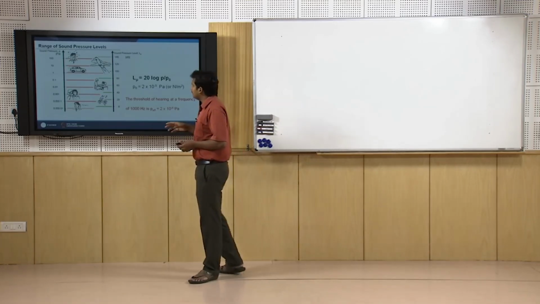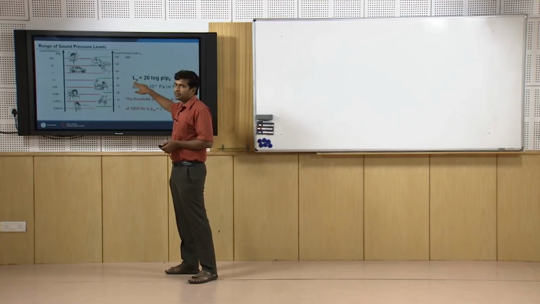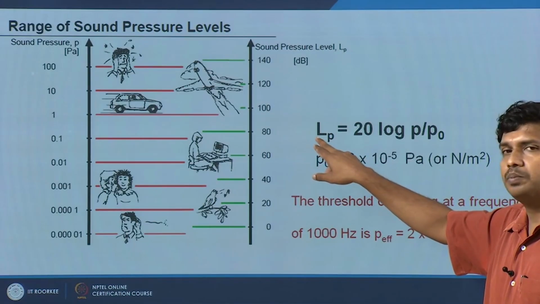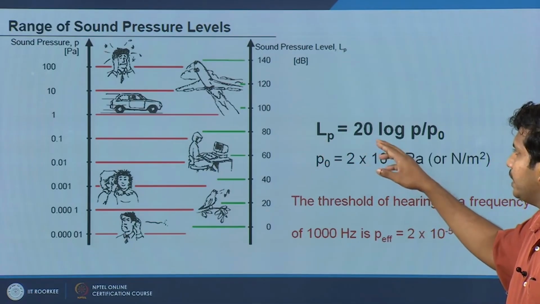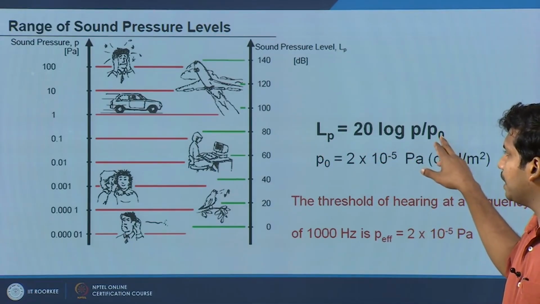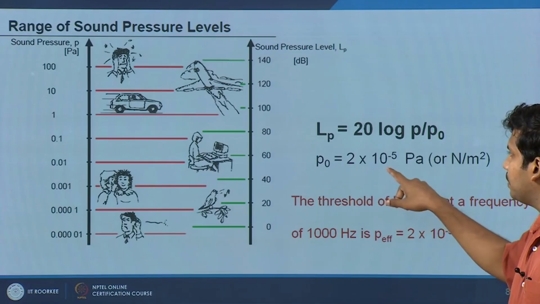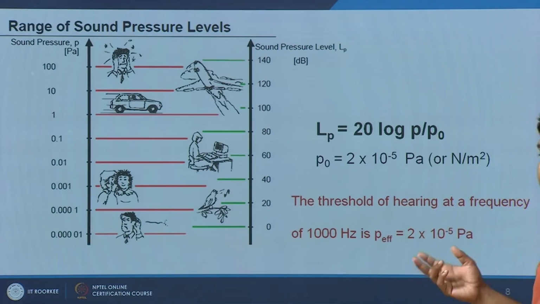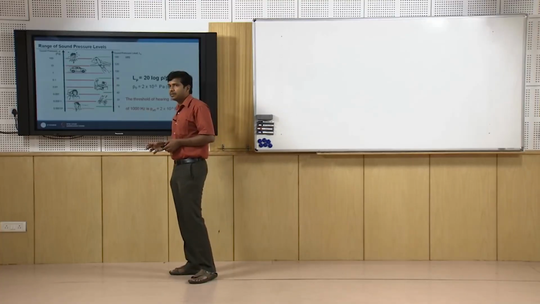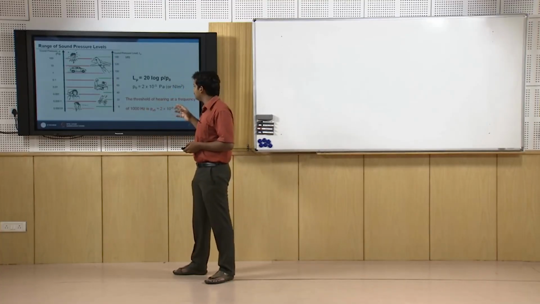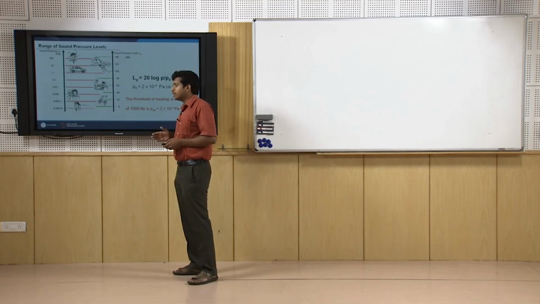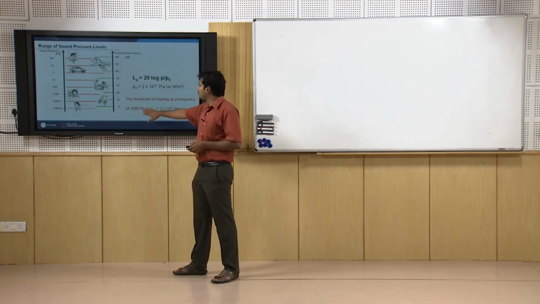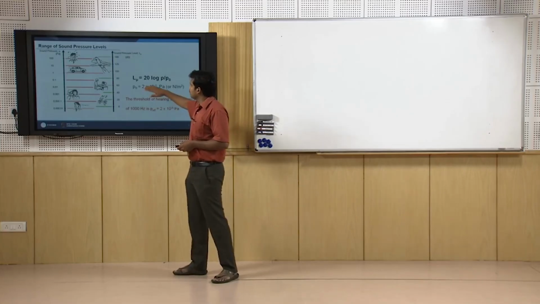So, the basic thing is we have LP. The moment you see L, this is level, P is pressure, and this is sound pressure level, which is equal to 20 log P by P reference. P naught is P reference, which is 2 into 10 power minus 5 pascals or Newton per meter square. This is the threshold of hearing at 1000 hertz frequency. We will talk more about frequencies. This is typically a center frequency, and we will look at frequencies in more detail, but this is what it means.